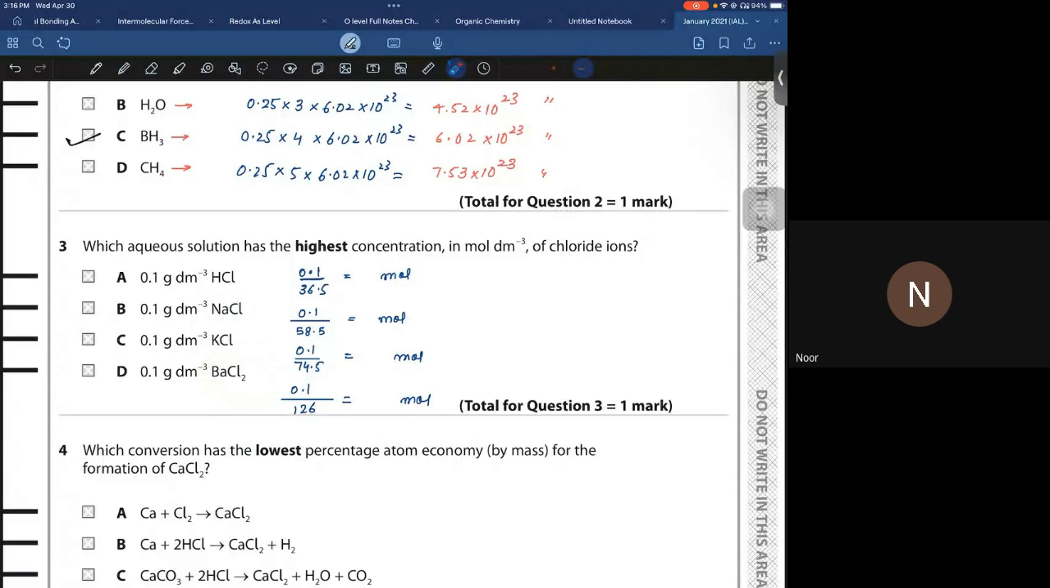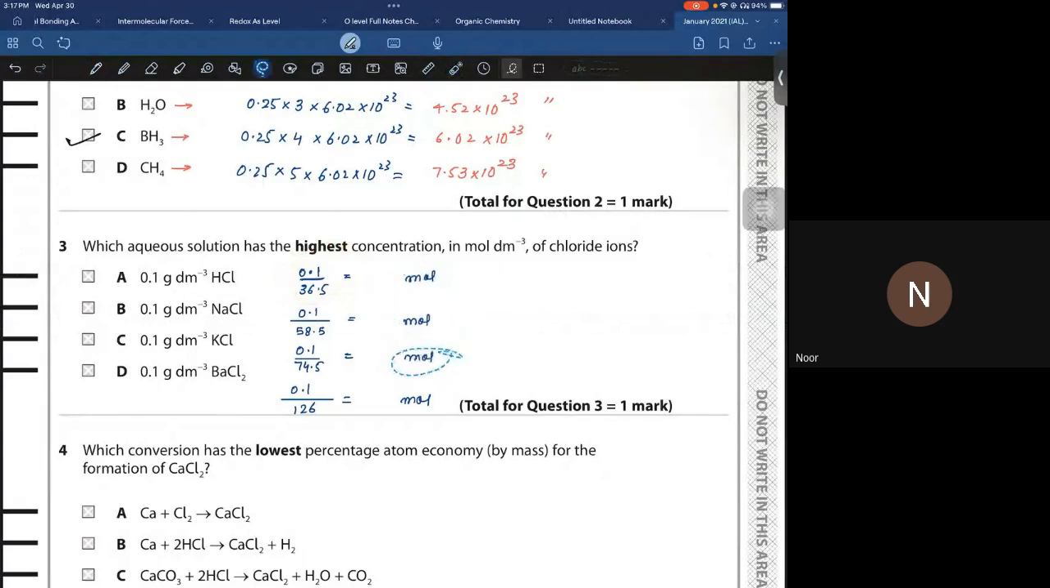So I would be applying the mole ratio between barium chloride and Cl, that is 1 to 2. 1 mole of barium chloride is going to give you 2 moles of chloride ions. When I multiply this by 2, I would be getting the moles of chloride. Then I can find the concentration, because they are asking for the highest concentration. So first of all, tell me, what's the answer for the first one? 0.1 over 36.5.